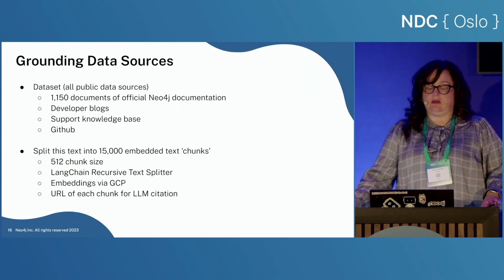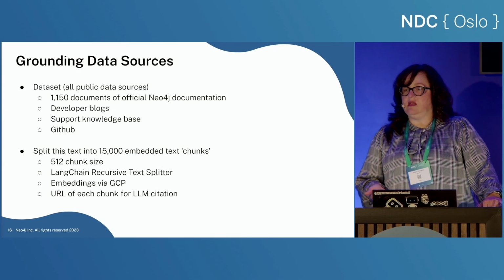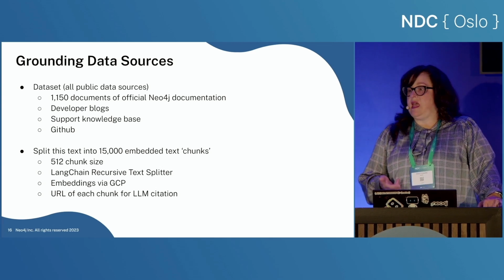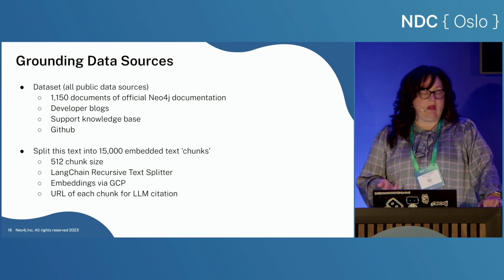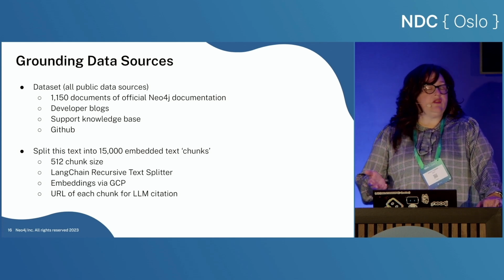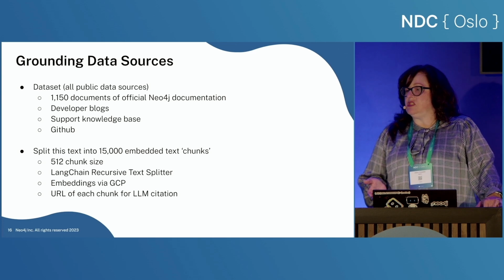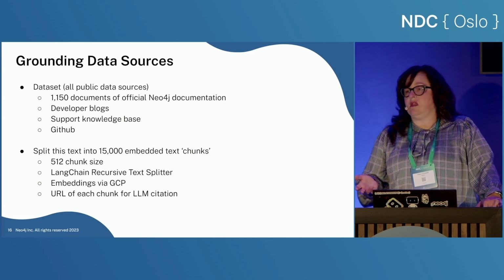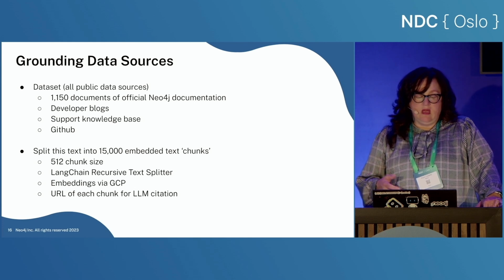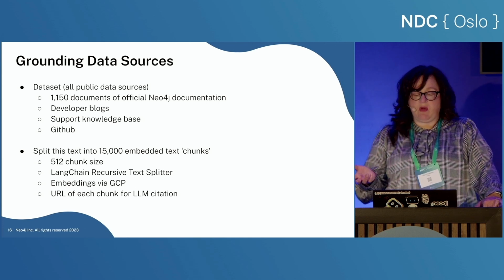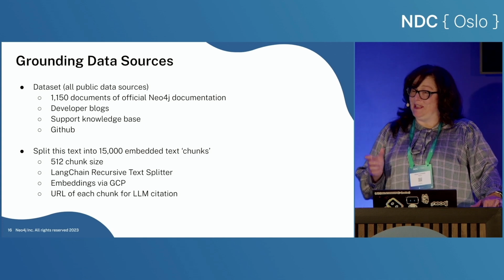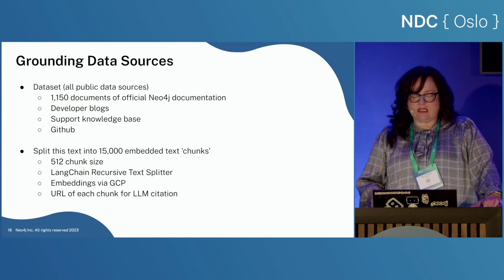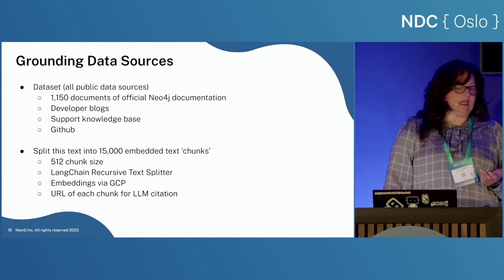So what did we actually use? We used the entirety of the Neo4j documentation. We used the developer blogs and our support knowledge base, as well as our GitHub. So all of the code itself, as well as the documentation of that code and any discussion around that code, either in community or in the blogs, are all added in. We then created the chunks, with a chunk size of 512. We used LangChain recursive text splitter, and then we used the embeddings. In our case, we used GCP.